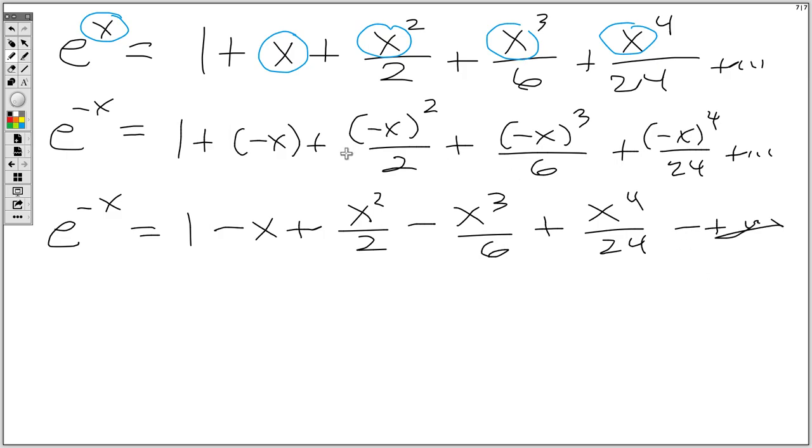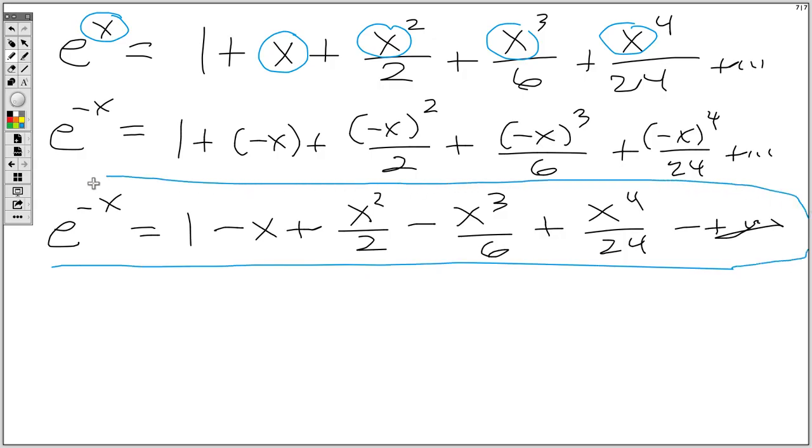So on. So before we go any further, is everyone okay with how we're getting this expansion for e to the minus x from e to the x? Let me know if that's okay. All right.